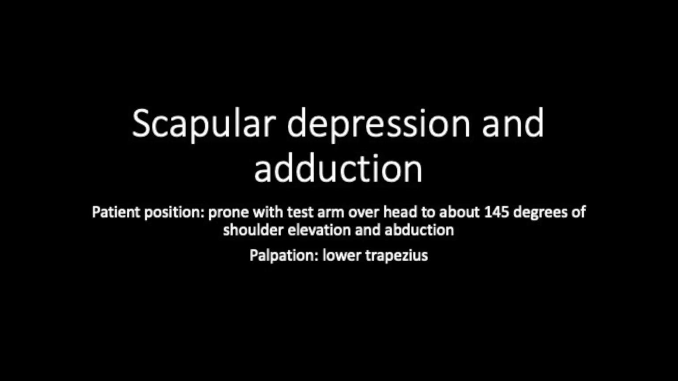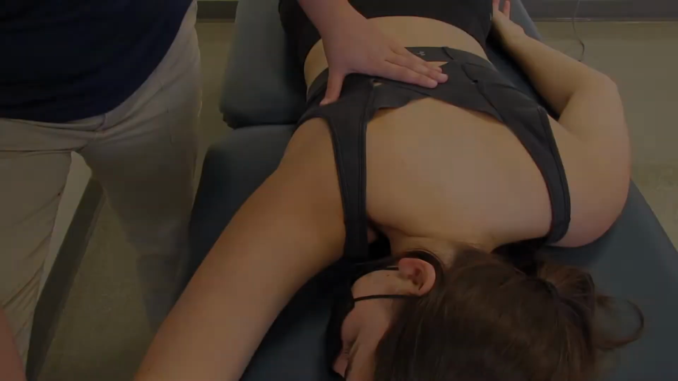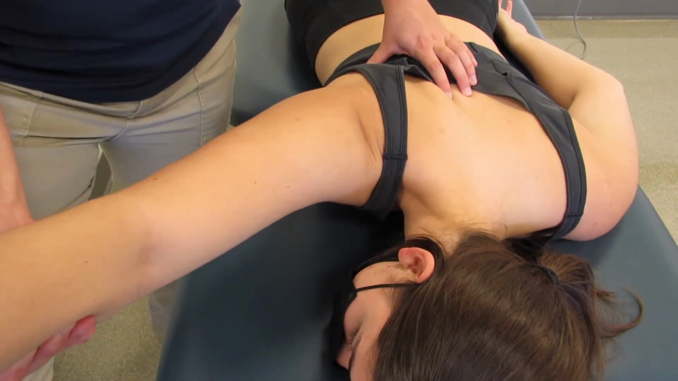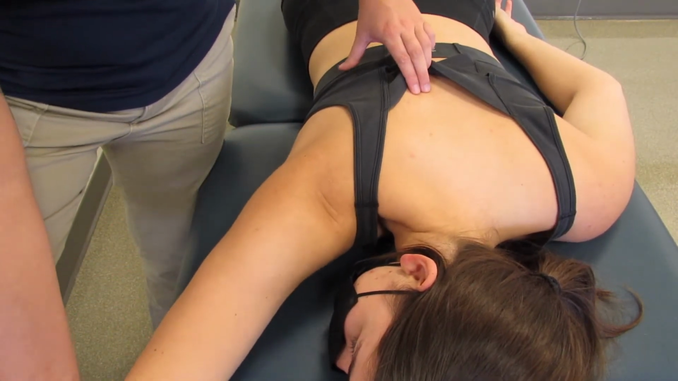Scapular depression and adduction MMT. The patient should be prone on the table with the test arm overhead at about 145 degrees of shoulder elevation and abduction. The therapist is standing to the side of the patient while stabilizing the contralateral scapula during passive motion.